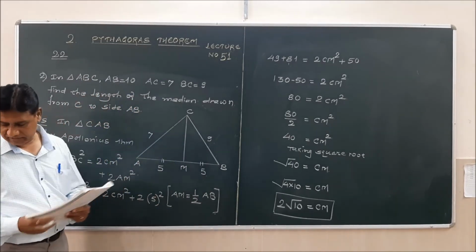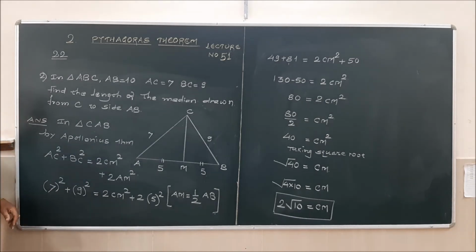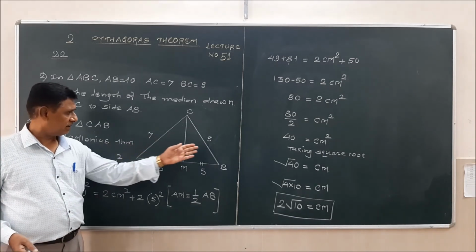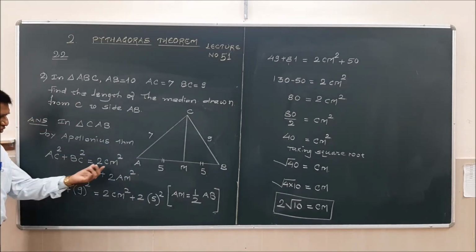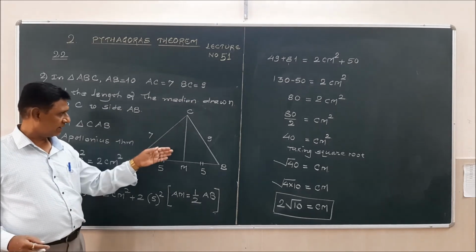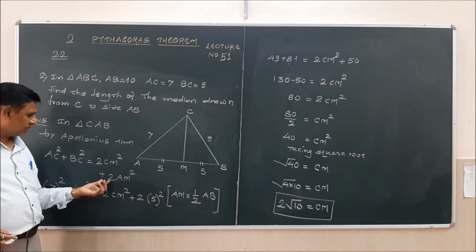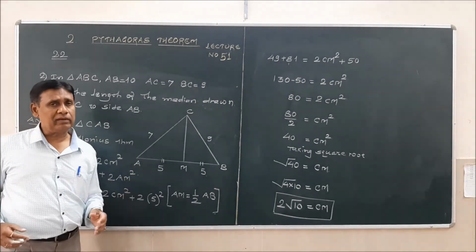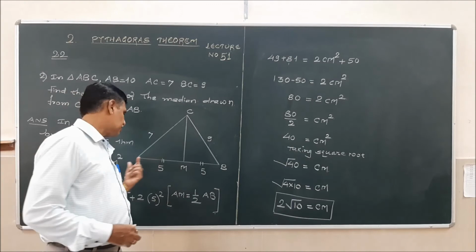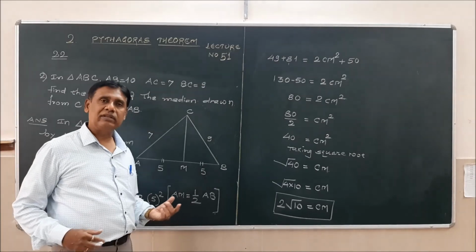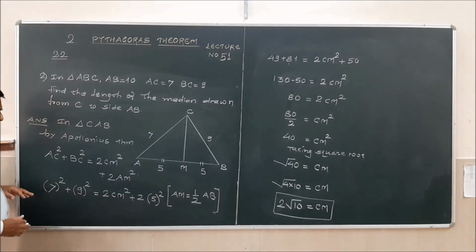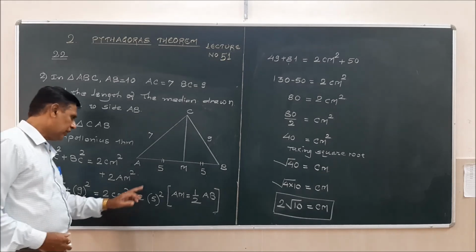So please try to understand once again. In this case you will find AC is there, BC is given. So AC squared plus BC squared is equal to twice CM squared plus twice AM squared. But the value of AM is 5, the reason being that AB is given as 10, and if M is a midpoint, we will get each one of them 5. Then I substitute the values: AC is 7 and BC is 9, twice CM squared plus 2 into 5 squared.